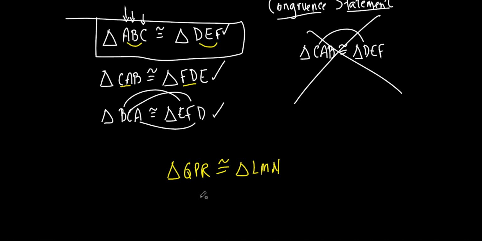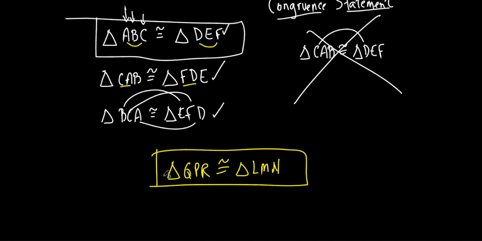Q and L are equal. Angles P and M are equal. And angle R and N are equal. Which line segments are equal to each other? QP and LM. What else? PR and MN. And what else? QR and LN. Okay? Just by looking at this congruent statement, I can tell you which angles are equal to each other on those two triangles and which line segments are equal to each other on those two triangles.